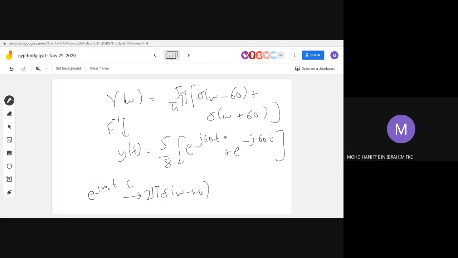I mean, for this particular case, the y(t) and also the spectrum of Y omega. Any questions on these issues then? Any questions so far on this example number 1?